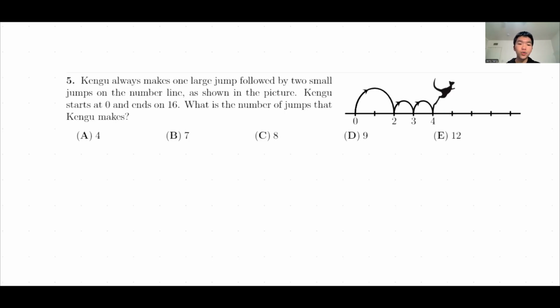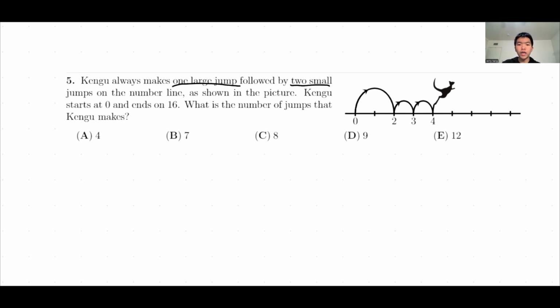Next up, we got question number 5, which says that Kangaroo always makes one large jump followed by two small jumps on the number line as shown in the picture. Kangaroo starts at 0 and ends on 16. What is the number of jumps that Kangaroo makes? So we know we got one large jump followed by two small jumps. That's shown on this number line over here.